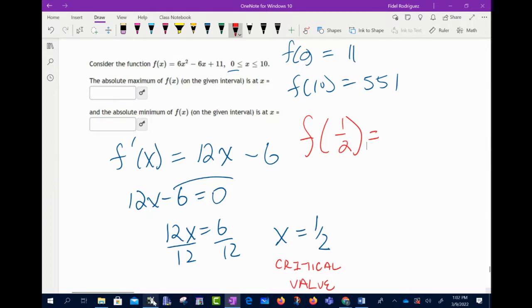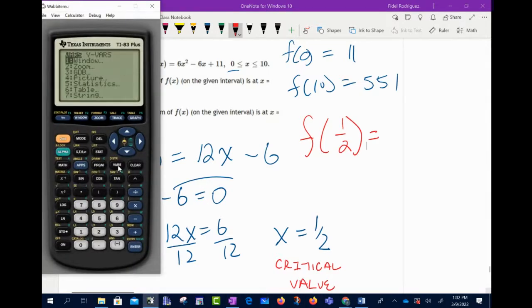So again, look, I'm going to come back to my calculator. I'm going to go to vars, to the y bars, to number 1 function. I'm going to hit number 1 again, and we're evaluating this at 1/2. So I'm going to go 1/2. You can put 0.5, you're going to get the same thing, and 9.5.